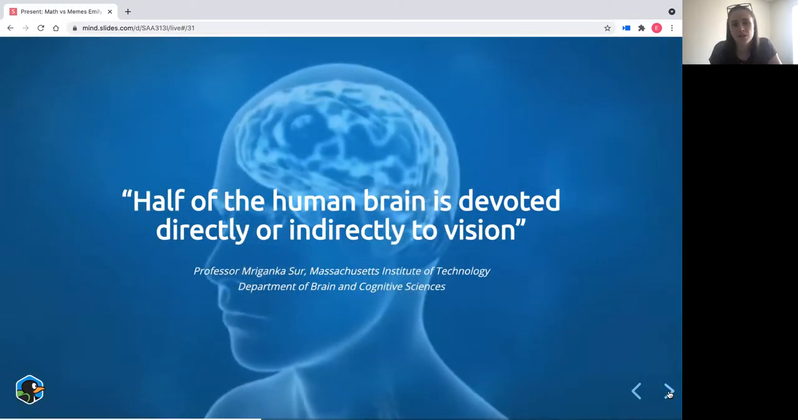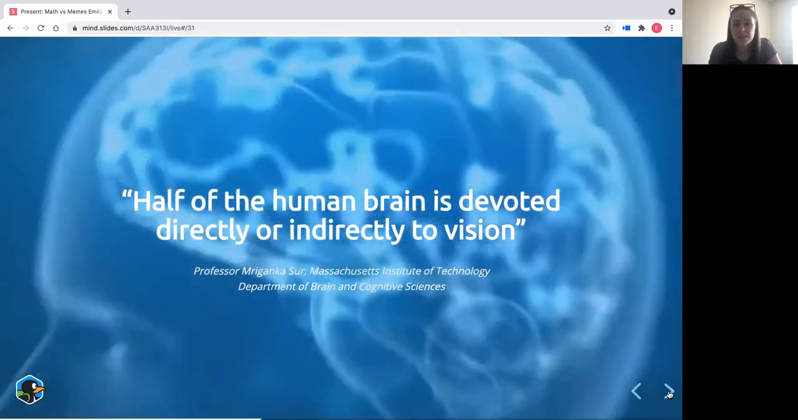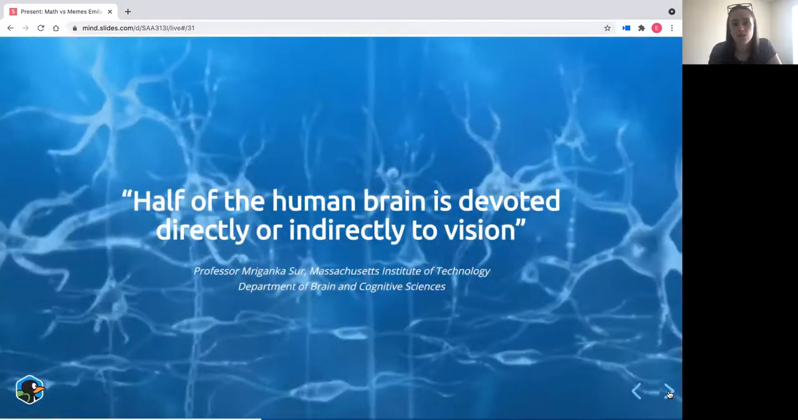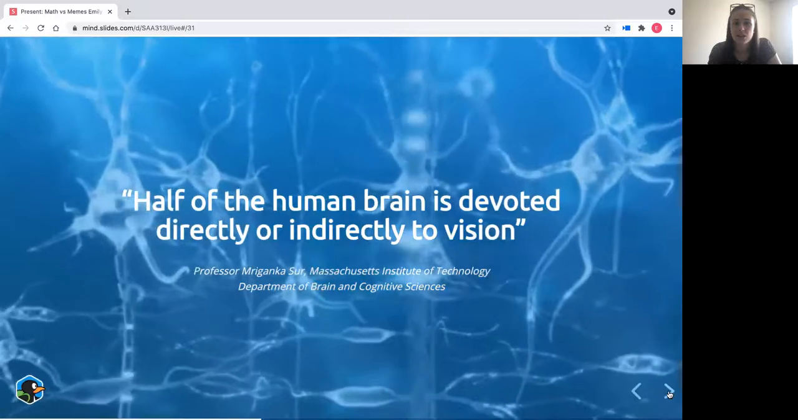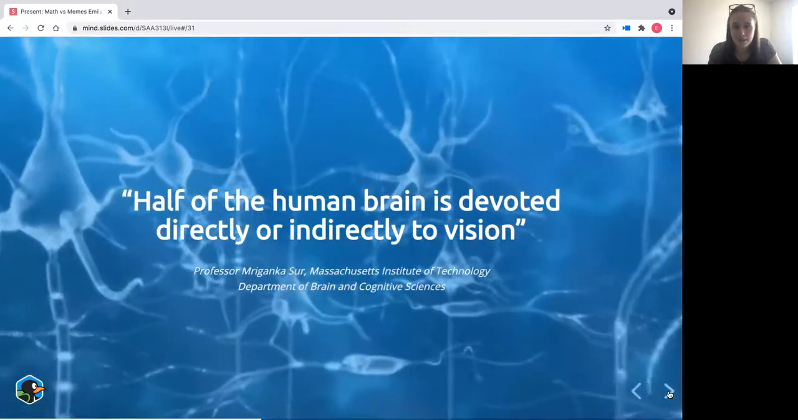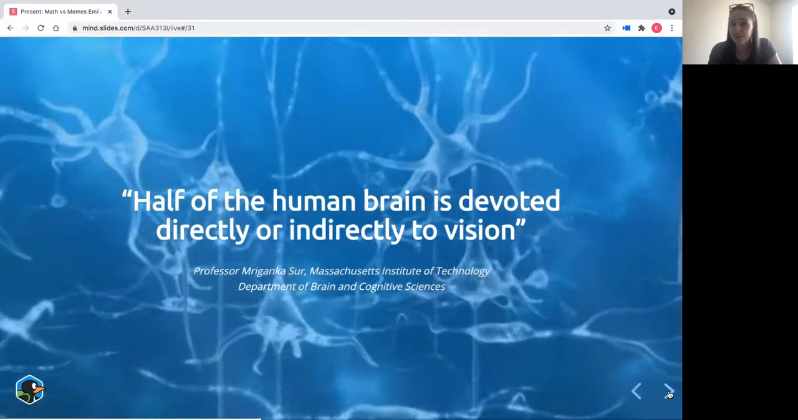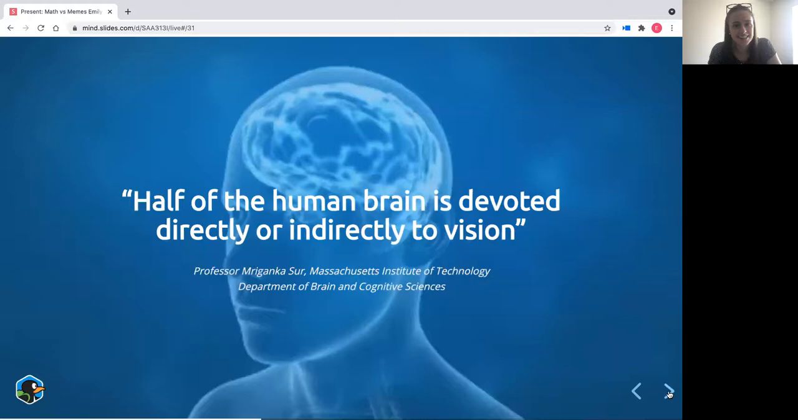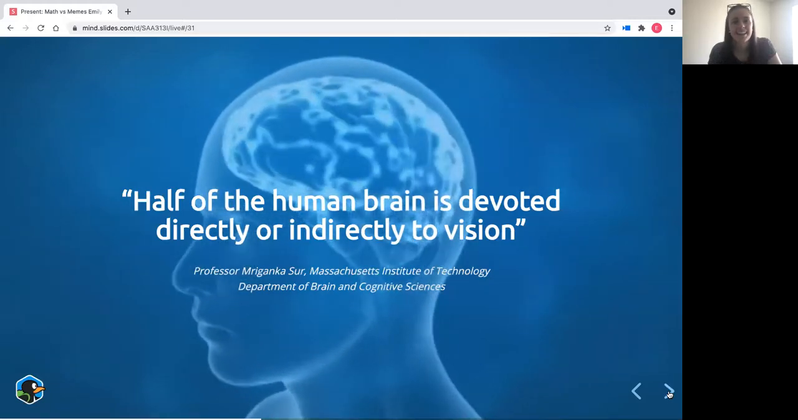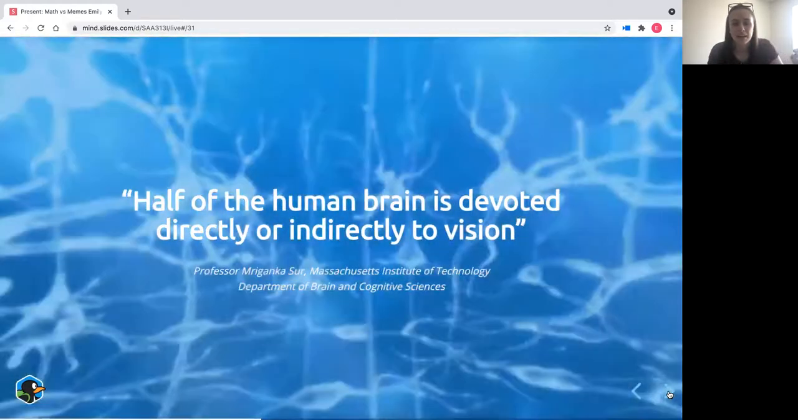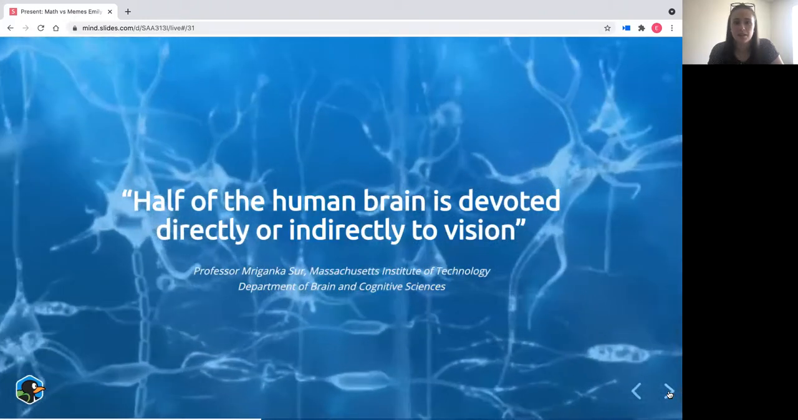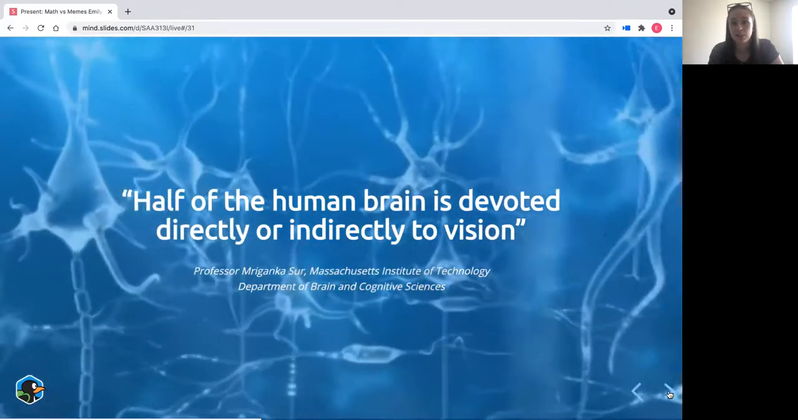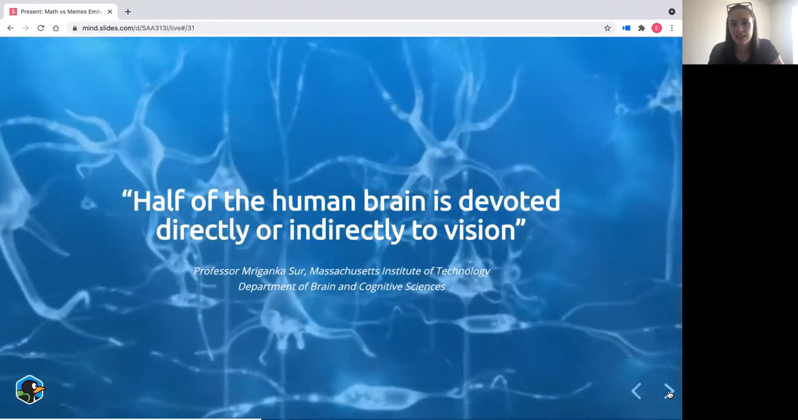The reason visuals also work so well is because half of the human brain is devoted directly or indirectly to vision. For most, it's the quickest way to get information to the brain, unless we're talking about the olfactory sense, that's actually the quickest. But in terms of getting math into the brain, when we're able to use visuals, we're helping our students build that spatial temporal reasoning and creative reasoning skills.